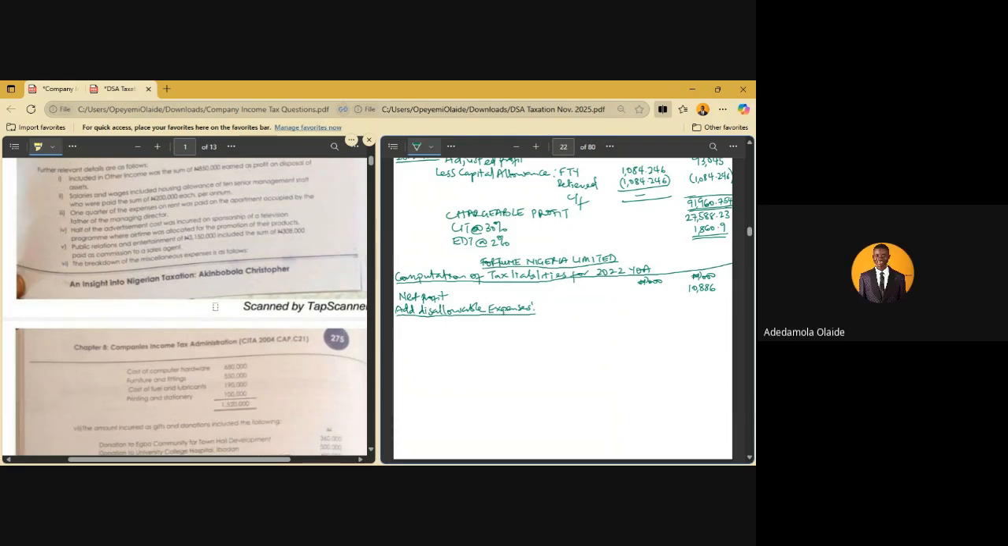So we'll have what? The first one: salaries and wages included housing allowance of 10 senior management staff who were paid a sum of 200,000 each per annum. Housing allowance is an allowable expense for the company because it will be taxable in the hands of the individual that is receiving it. Though those individuals will be required to pay tax, the housing allowance is allowable.